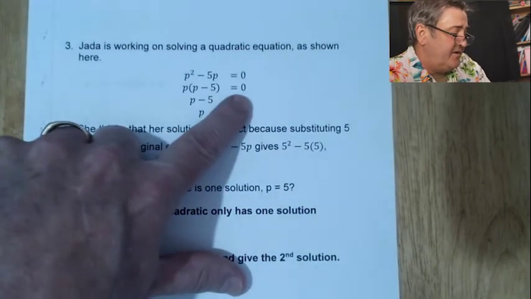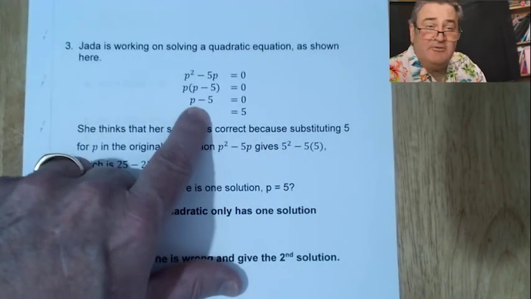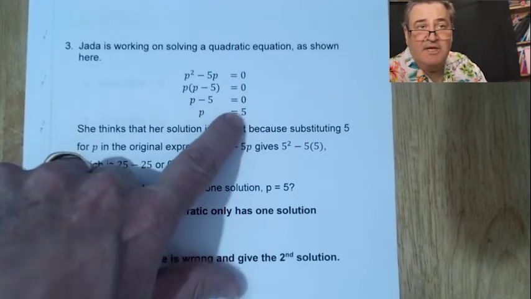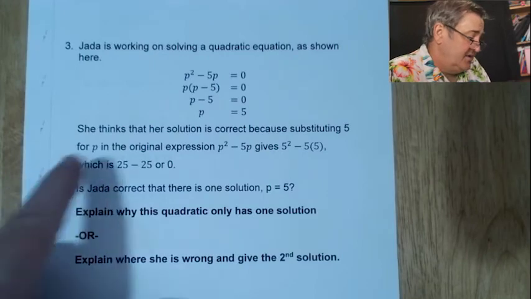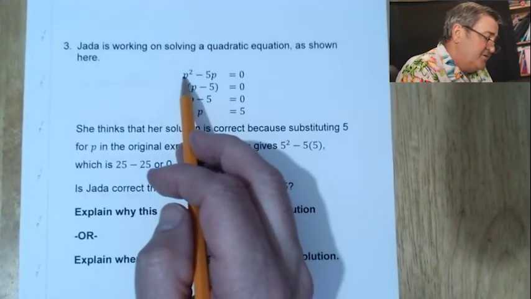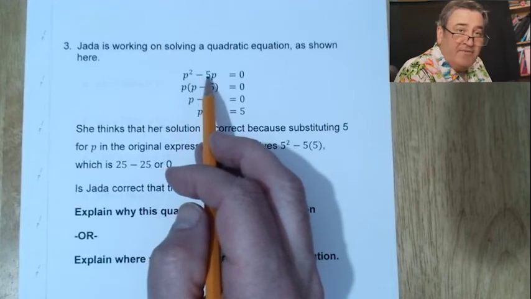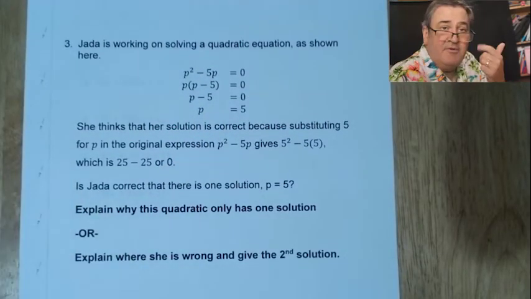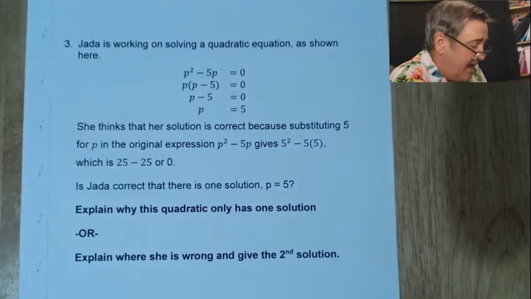p times (p minus 5) equals 0. So then if I set it equal to 0, p minus 5 equals 0, p has to be 5 because I add 5 to both sides. All right, she says she thinks her solution is correct because if she puts a 5 back into there, 5 squared is 25, minus 5 times 5 is 25. It does equal 0. So she says, all right, I am correct. The answer is p equals 5.